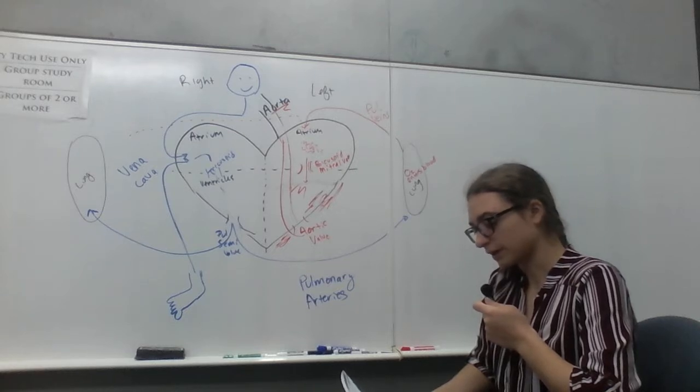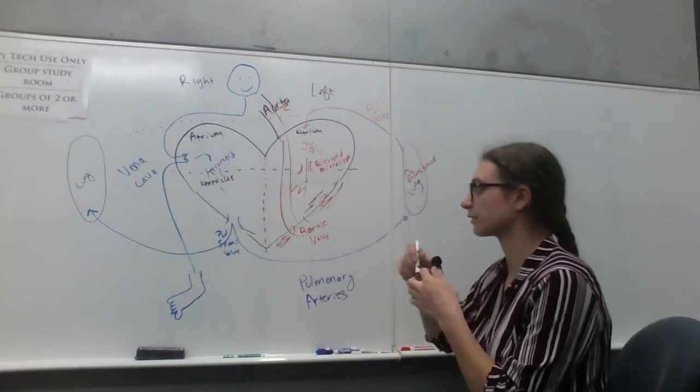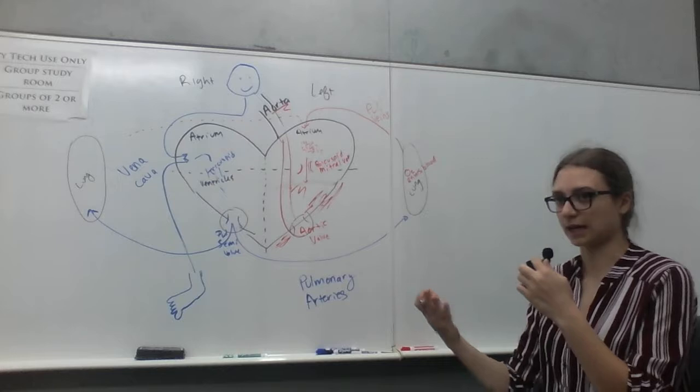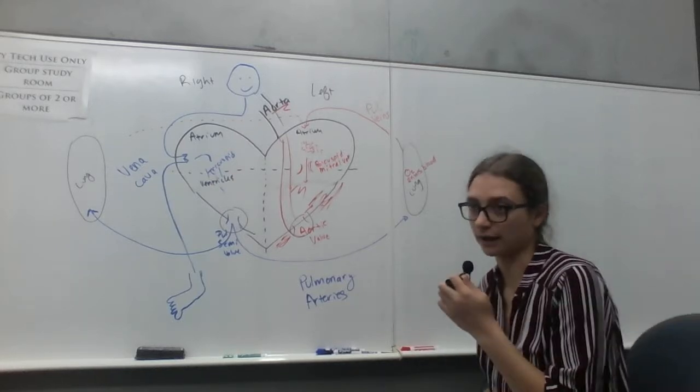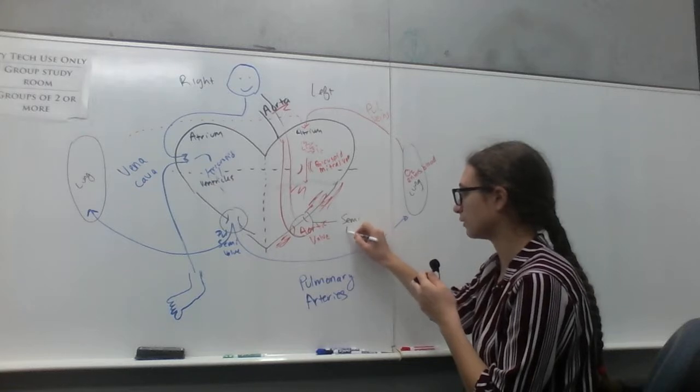And then this next one, which valves are smaller? The semilunar valves are smaller. So the semilunar valves are the ones down here. So these are, yeah, they're smaller. So think about semi meaning half. Okay. So they're half, you know. Semilunar.